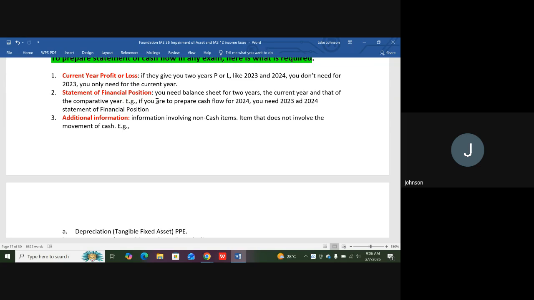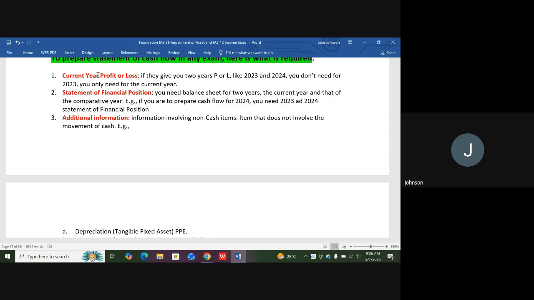The first thing is that in the exam, they are going to give you the profit and loss account. When you are doing cash flow statements, you are not necessarily preparing accounts from scratch. They will give you a ready prepared account. Your statement of profit and loss and other comprehensive income will be given to you. The statement of financial position also will be given to you. So which of them do you need?